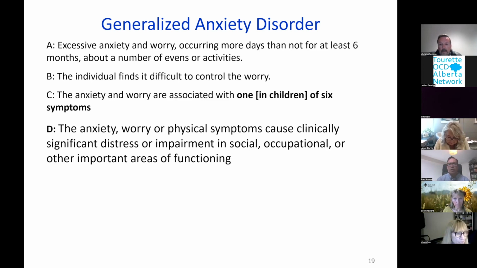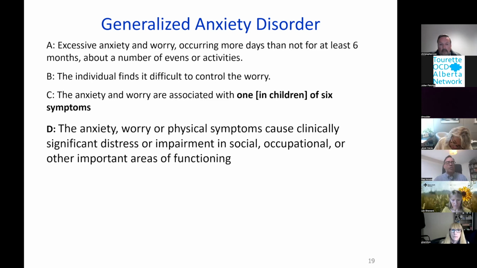Sometimes you can ask questions that, if a child has this, will tend to be positively endorsed. You'll ask parents or the child, are you a worrier, or have people said you're a worrywart, or use some colloquial expression for this, and typically they'll endorse that. It occurs more days than not for at least 6 months, about a number of events or activities. So that's the pervasive pattern.